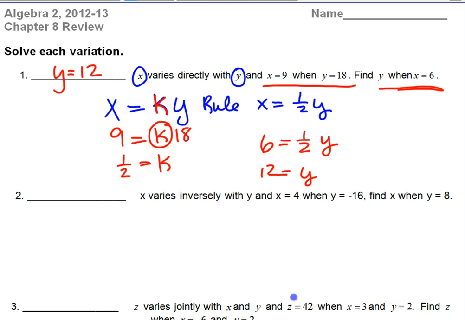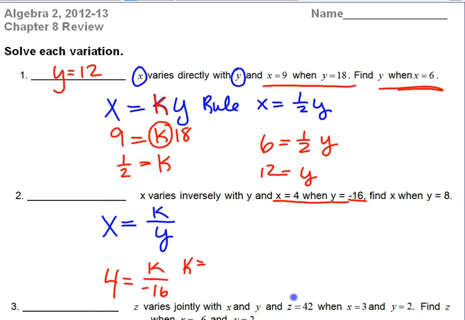Now in the next problem, it says x varies inversely with y. Inverse variation means that if I take a constant and divide it by my y, I would get my answer. So x equals k over y. Now they say, for this rule, I know that x equals 4 when y equals -16. So 4 would equal some k divided by -16.